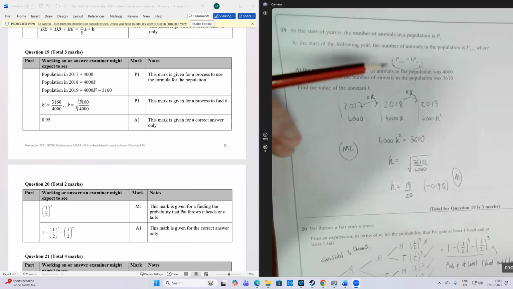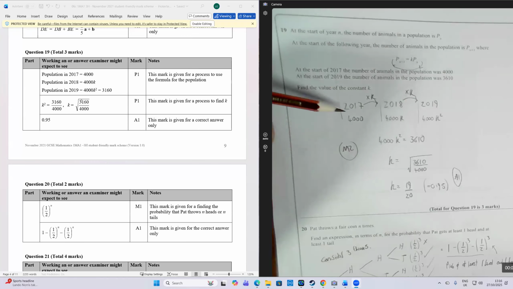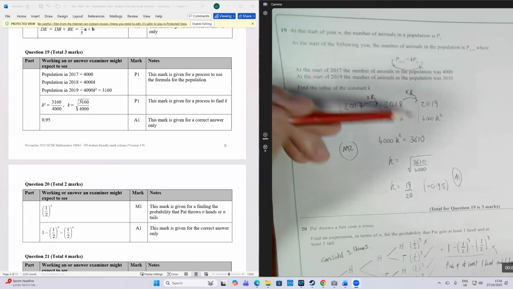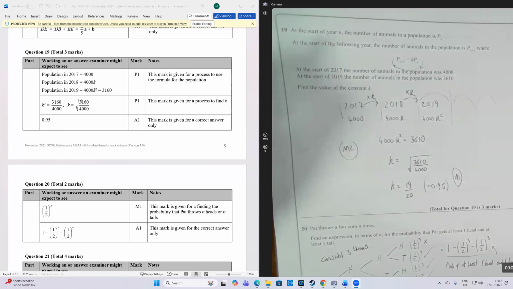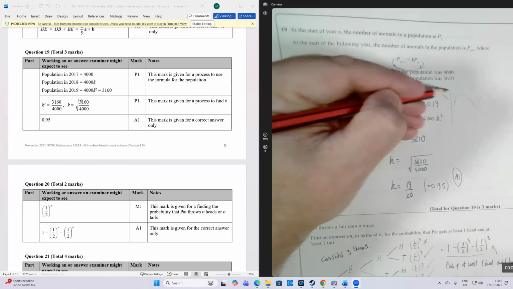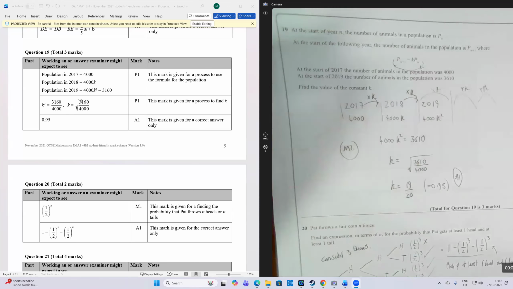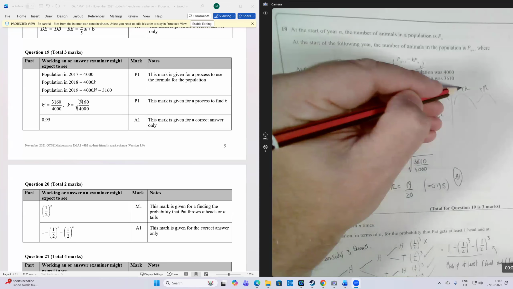Okay, so all that means is if you've got some animals at the start of one year, you basically times it by k. That tells you how many animals you've got at the start of the next year. You times by k again, that gives you the next year. You times by k again, that gives you the next year. And you keep on timesing by k each time. So that's what the formula is saying.